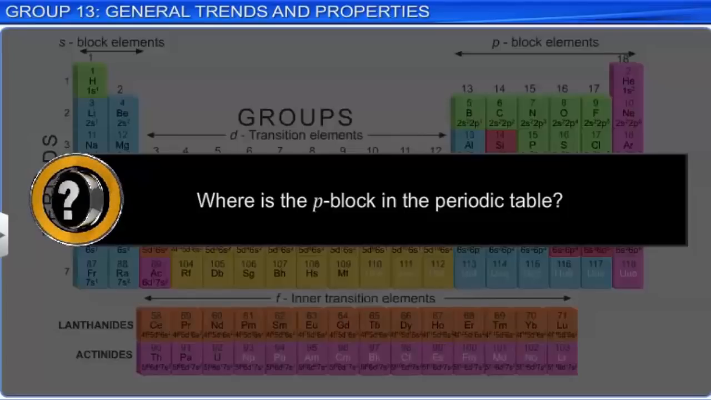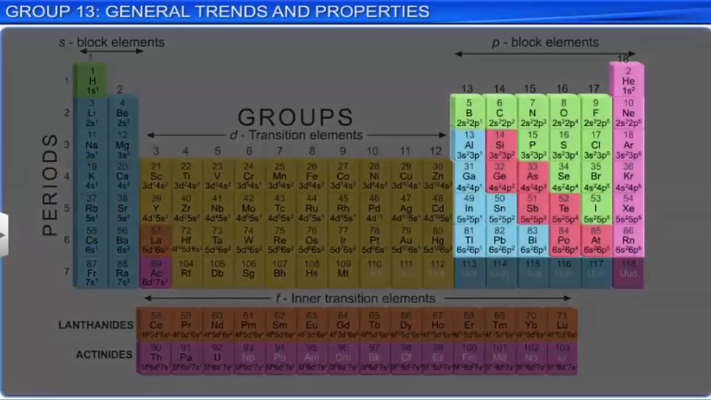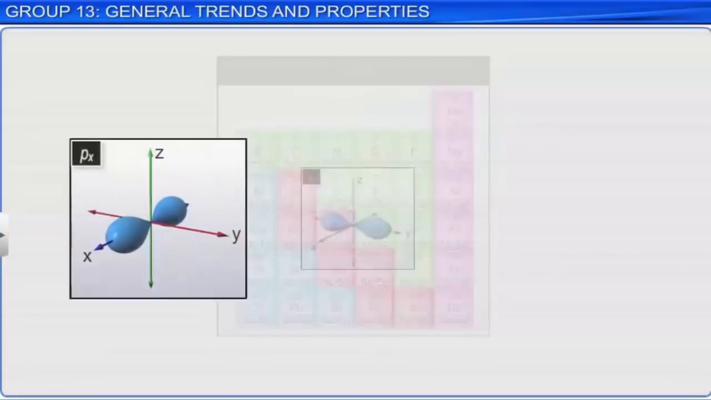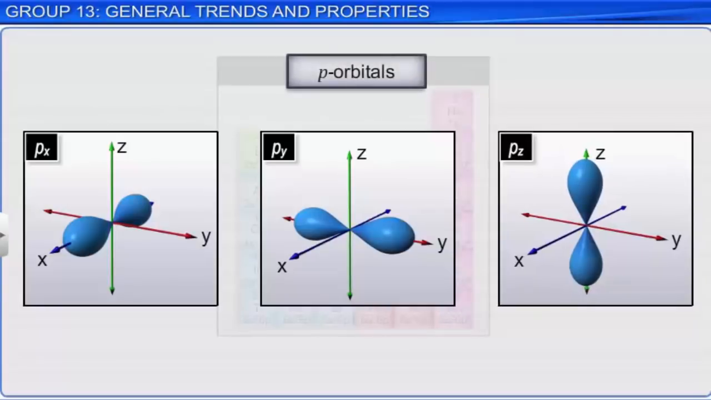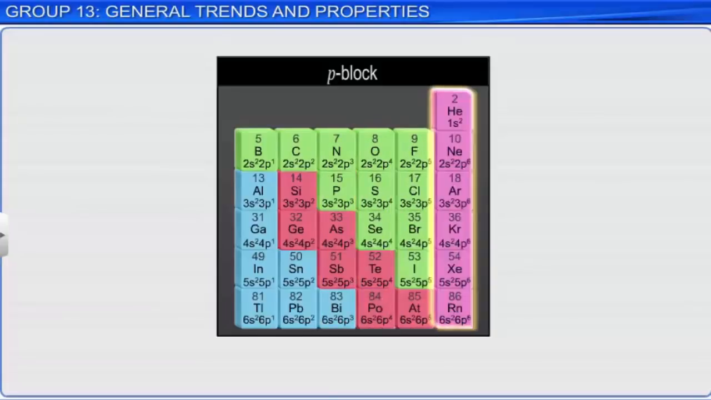Where is the p-block in the periodic table? We are referring to columns 13 through 18 on the right-hand side of the table. Elements in the p-block have their outermost or valence electrons in a p orbital. As you recall, there are 3 p orbitals in a p sublevel, and each orbital can hold a maximum of 2 electrons. This is why there are 6 columns in the p block.